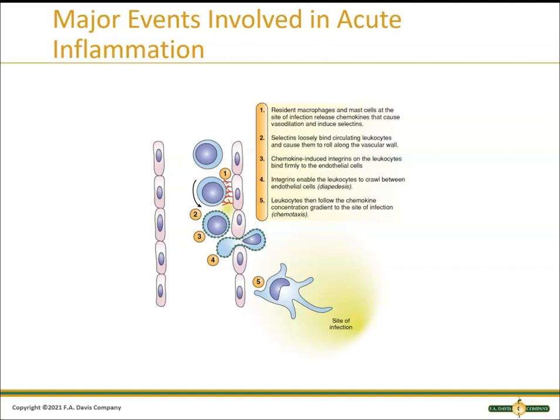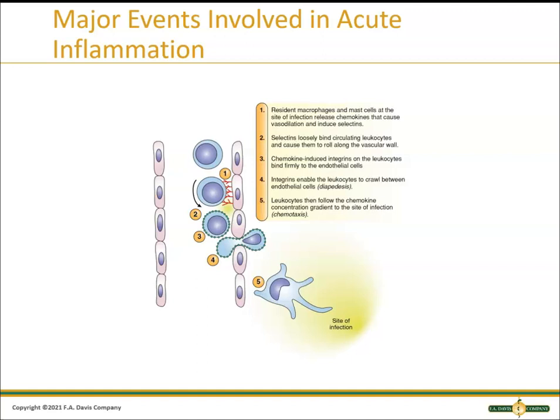So now, because the chemokine-induced integrins are on the leukocytes, that will allow the leukocytes to squeeze through the endothelial tissue, the endothelial cells. And that process of them squeezing through is called diapedesis. It's like they're moving at a slow pace to go right through the tissue to go to the site of infection.